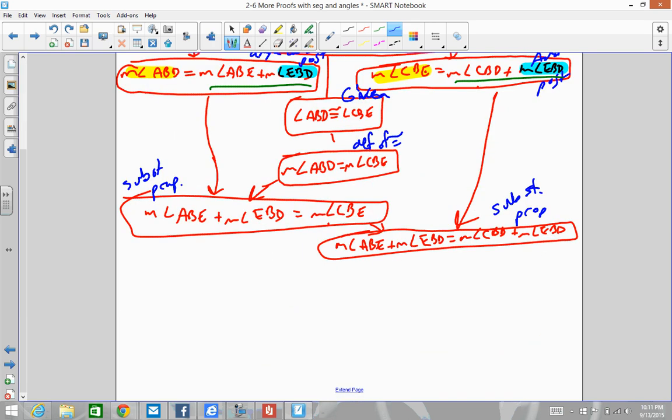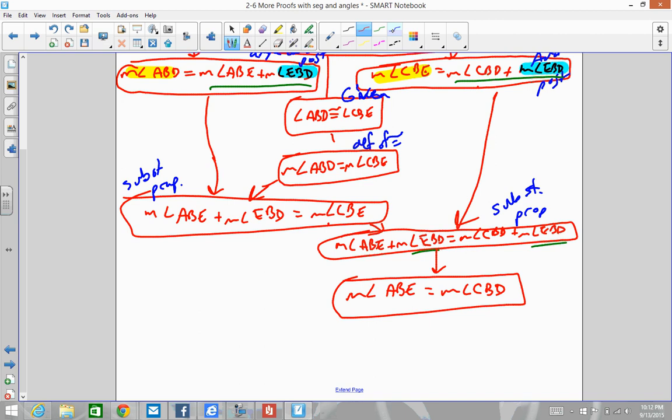All right. So remember, they had this one and this one in common. Well, if that's the same on both sides of the equation, remember in your algebraic properties, if I subtract from both sides, it goes away, doesn't it? So I'm going to say that the measure of angle ABE is equal to the measure of angle CBD. And I'm going to use my subtraction property, subtracting the angle from each side.